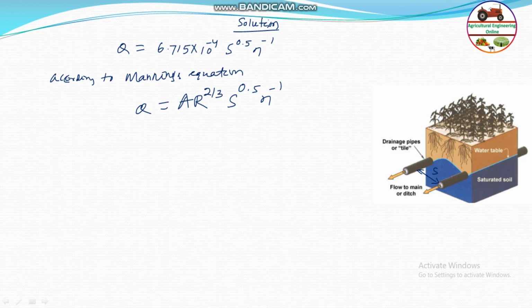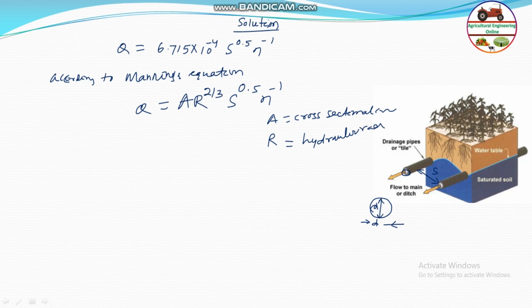So in this case, what is A? A is the cross-sectional area. In this case, this is the pipe, so the pipe cross-sectional area is like this, and the diameter is D. So actually you have to find out the diameter D. Okay. And R is the hydraulic radius. What is hydraulic radius?